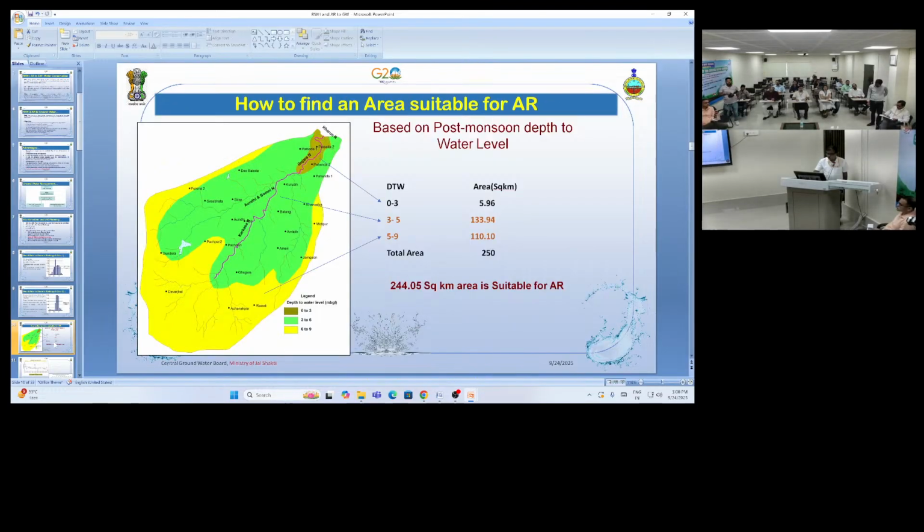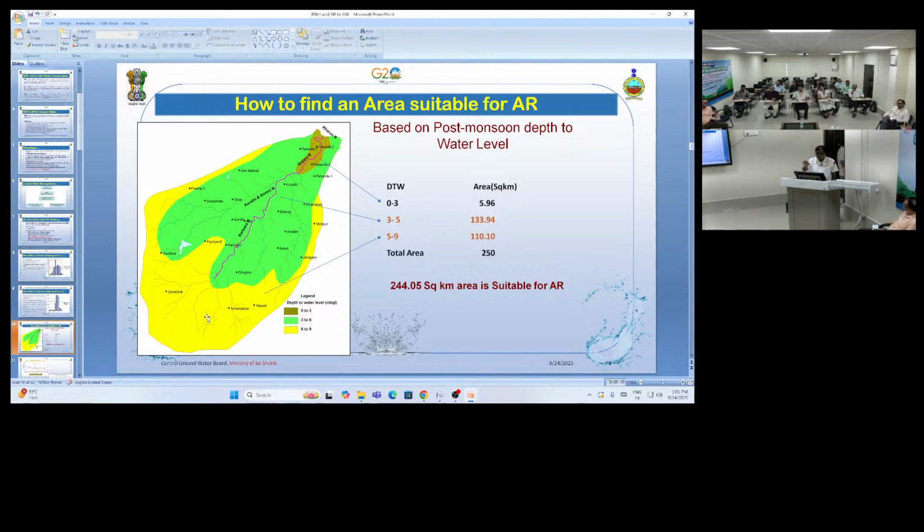Now, with a slide I am showing here, based on post monsoon depth to water level, if we have to go for recharging, we will have to see the post monsoon depth to water level. Here you can see 3 colors I have given. Can you hear? Can you see this? Within 3 meter water level, it is 3 to 5 meter, and this yellow portion is 5 to 9 meters. So, if the water level already exists within 3 meters, and if you think of going for recharging, then a water logging condition will be created. So, we will not go for it.